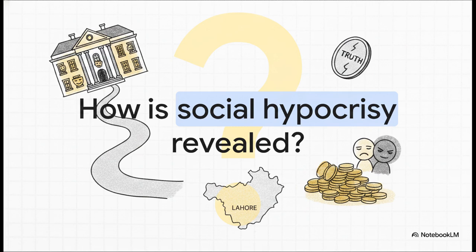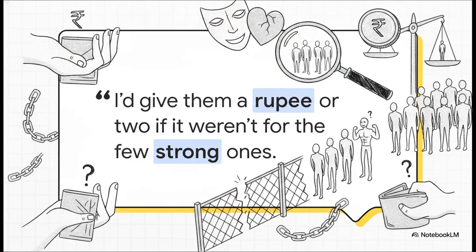Next up, the second question. How does the novel unmask the social hypocrisy among Lahore's wealthy urban elite? To answer this, the researcher points us to this specific, very telling admission from a character. "Most are genuinely crippled, and I'd give them a rupee or two if it weren't for the few strong ones."